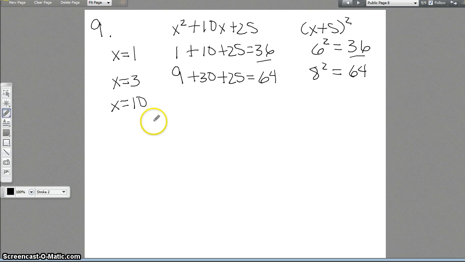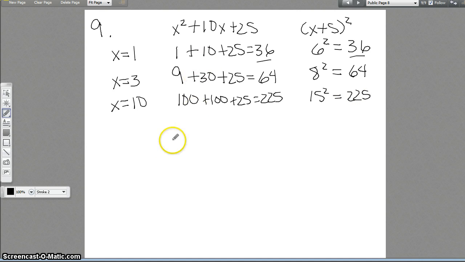Okay, so now we're going to try x equals 10. So 10 squared is 100, so we start off with 100. 10 times 10 is another 100. And then we write down our 25. 100 plus 100 plus 25 is 225. Now we'll plug our 10 into our other equation. 10 plus 5 is 15. And the square of 15 is 225.